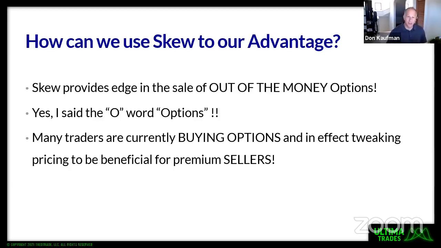The irony of that is all of those retail people that have gotten involved in the markets are in very large part why we're so skewed, why we're so tweaked. And I'm actually going to show you where that edge lies. So in effect, tweaking pricing has become incredibly beneficial for premium sellers. Many traders are buyers, but we're actually going to look at the sell side of options. I know this is where everybody turns around and goes, but I want to buy options. You're going to see exactly why we sell options, and how to actually control risk, all of it here today.